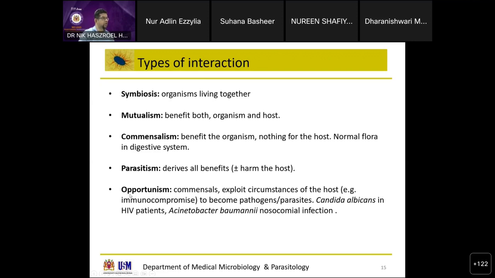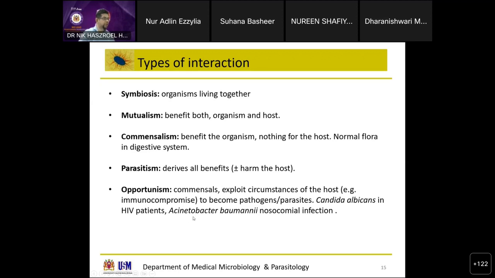And there can also be opportunistic infection, where the commensal exploits circumstances of the host, like an immunocompromised host, to become a pathogen, such as Candida albicans in the HIV patient. Because HIV patients are immunocompromised, in that situation it causes damage to the host. But in a normal situation, in small amounts, they do not cause damage.